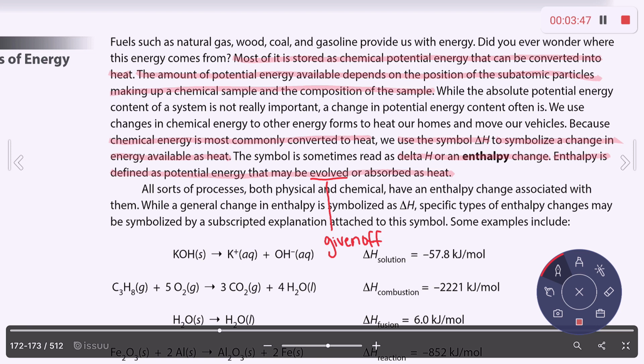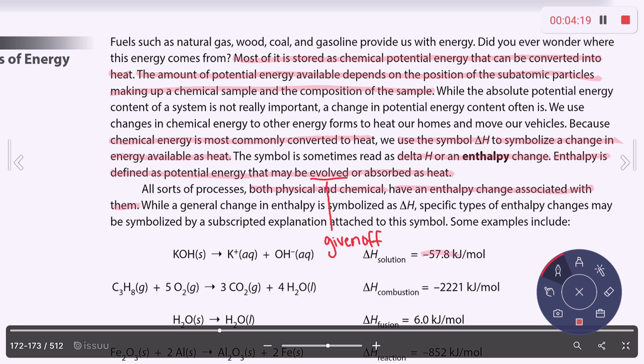And it doesn't matter whether it's a physical or a chemical process. If I'm condensing water, that would be a physical process, and there is actually a heat change associated with that, versus if I'm making water from hydrogen and oxygen gas, which is a chemical change, that would also have some sort of an enthalpy change with it. Okay? So regardless of whether it's physical or chemical, it will be symbolized as a delta H with a number after it. So the numbers tell us how much heat energy would either be released or absorbed.